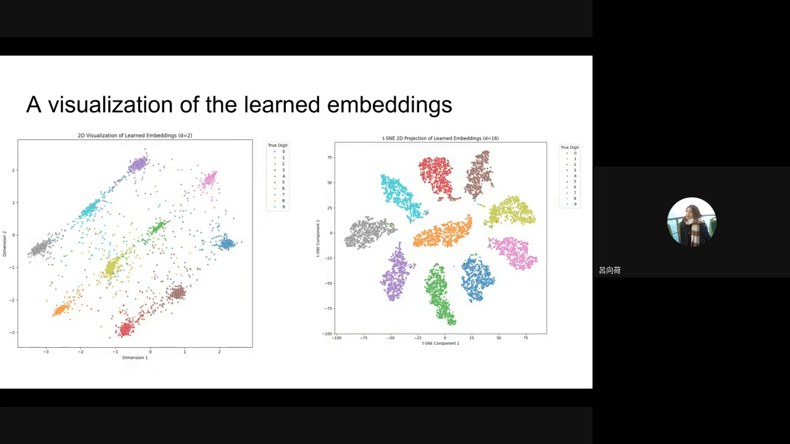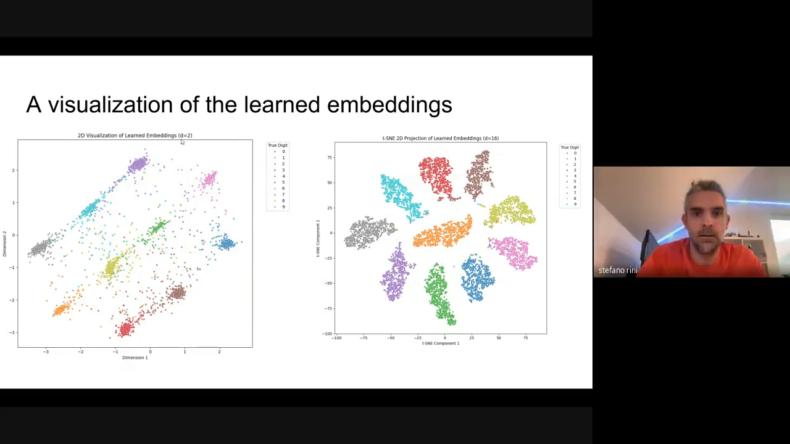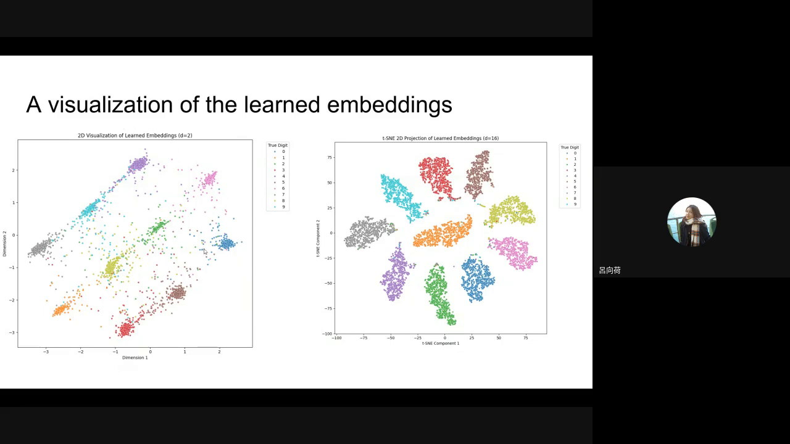Oh, nice. On the left, we have the 2-dimensional version. You can see the clusters forming, but they're somewhat crowded and overlapping. That's also because the 2-dimensional space isn't enough for the model to separate all the 10 digits perfectly. But when we look at the 16-dimension version visualized using t-SNE, the difference is huge, and each digit is in its own cluster with almost no overlap.